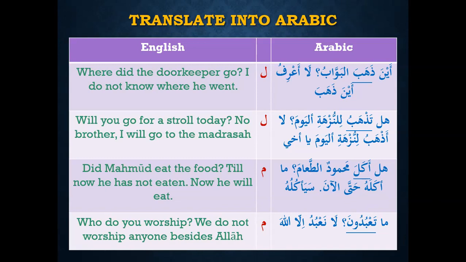مَا تَعْبُدُونَ? Who do you worship? لَا نَعْبُدُ إِلَّا اللَّهِ. We do not worship other than Allah. So again, this is متعدي. Action is done on something. There has to be a creator to be worshipped.